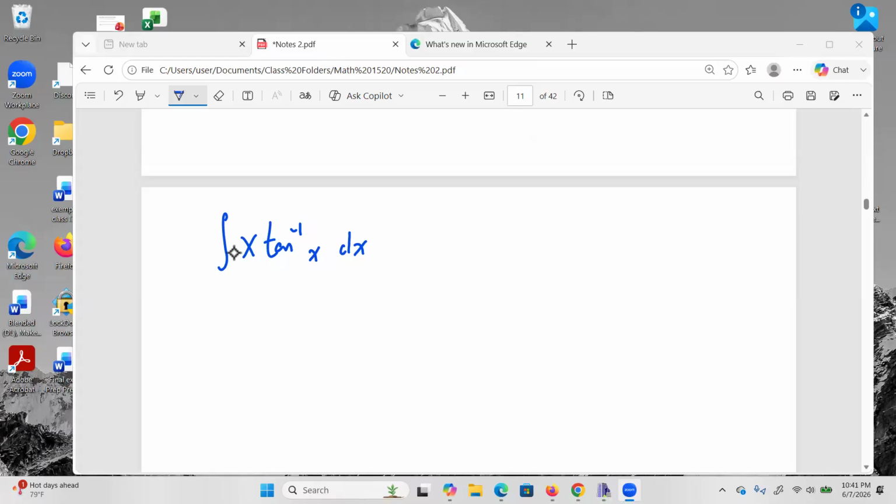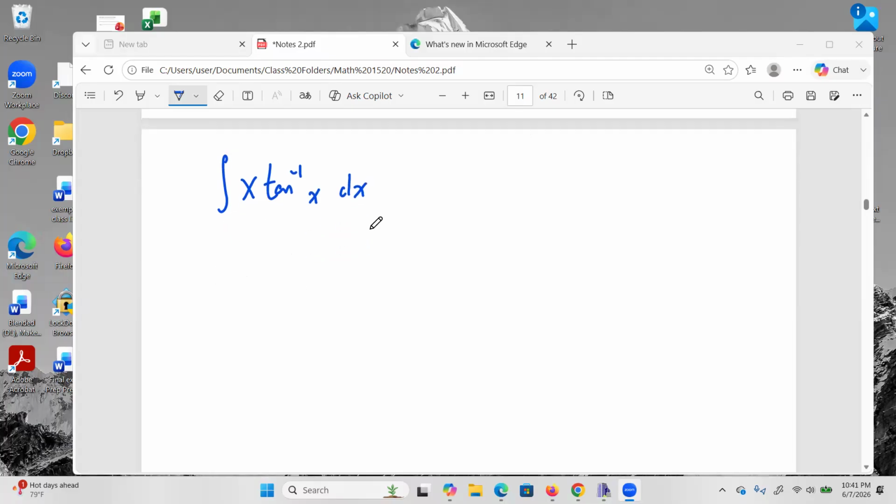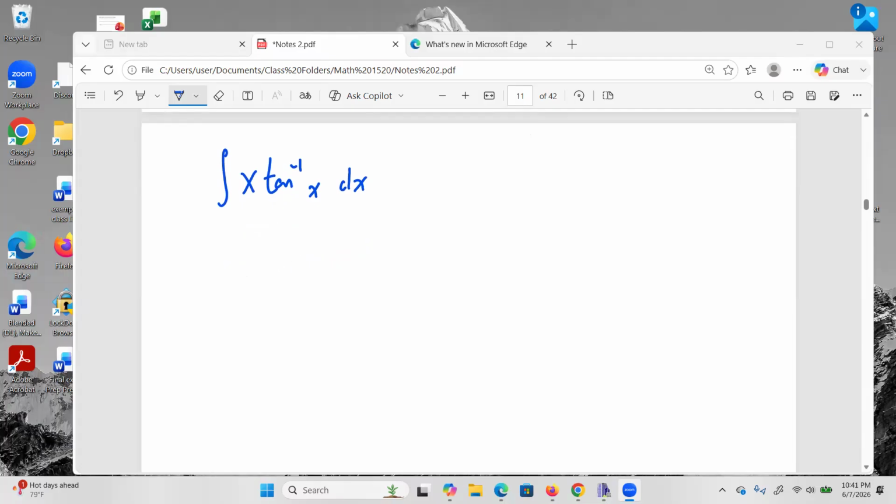We are going to try to integrate x times the inverse tangent of x dx. This problem screams at you, use integration by parts. I don't know what the integral of inverse tangent is. I know what the derivative is, but I don't know what the integral is. So we don't know that one. We're going to have to do it by parts in order to force our hand here.